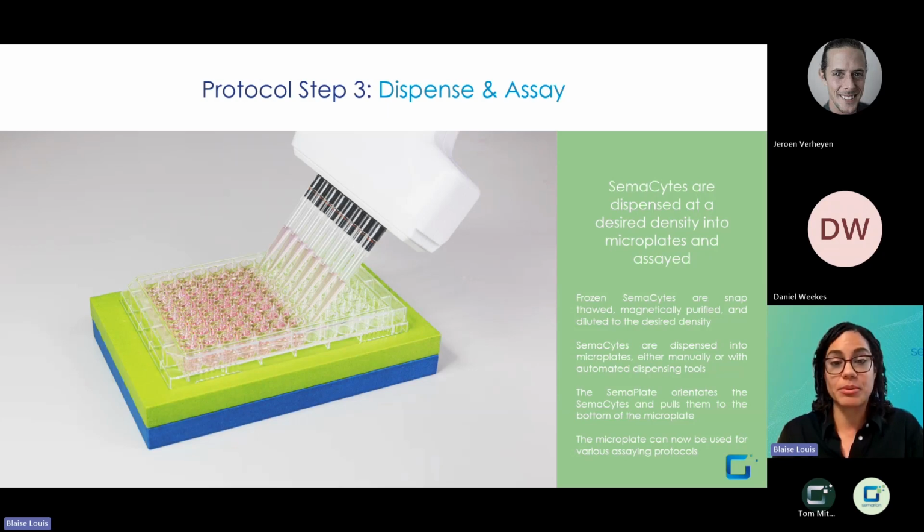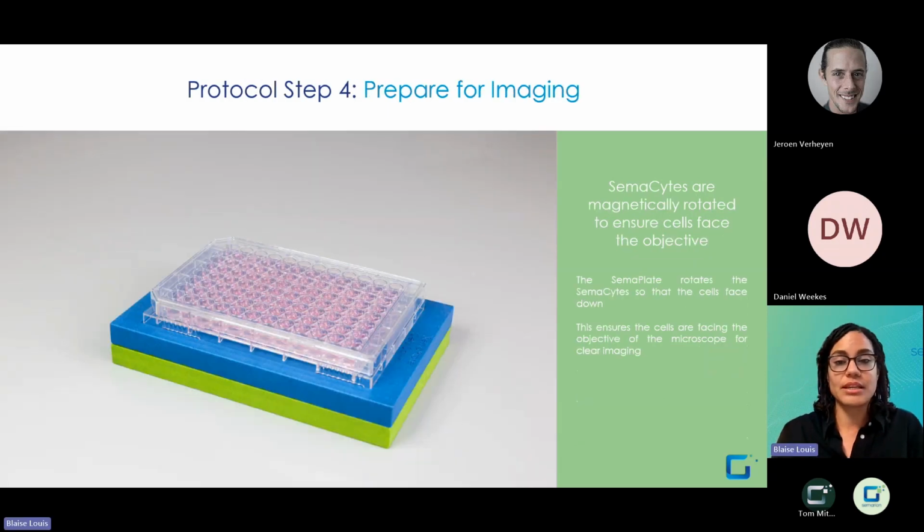The magnetic SemaPlate orientates the SemaCytes so that the cells are facing upwards and then pulls them down to the bottom of the well, after which the SemaPlate is no longer needed and the SemaCyte-loaded plate is then ready for various plate reader and imaging-based endpoint assays. For example, viability, proliferation, and mechanistic assays, to name a few. And the dual-sided nature of the SemaPlate means that the SemaCytes can be rotated so that the cells face downwards towards the microscope objective. This allows for clear imaging of the cells on the SemaCytes within microplates.